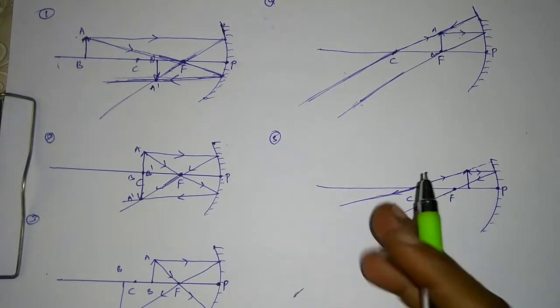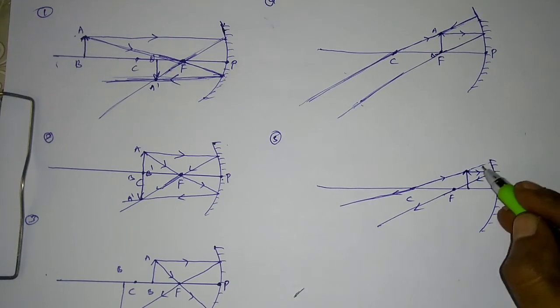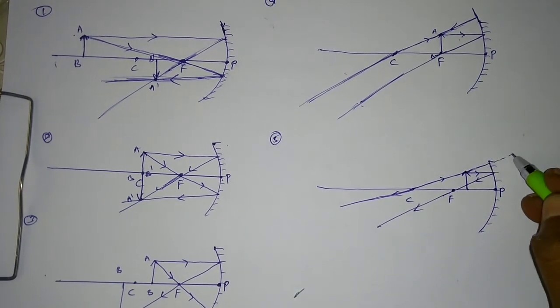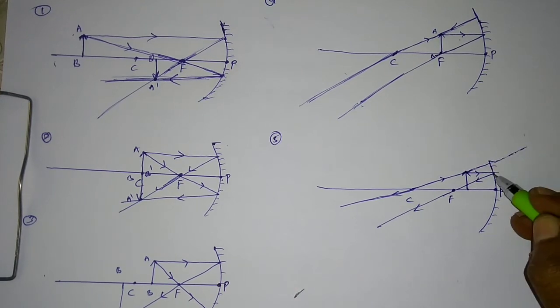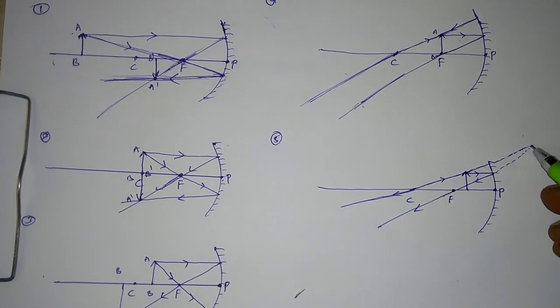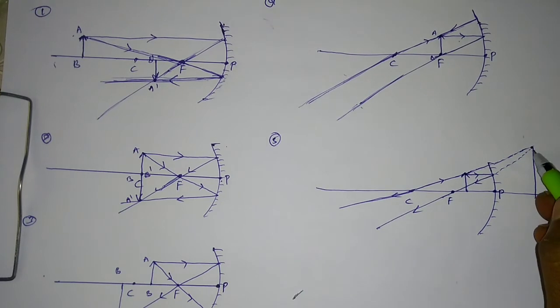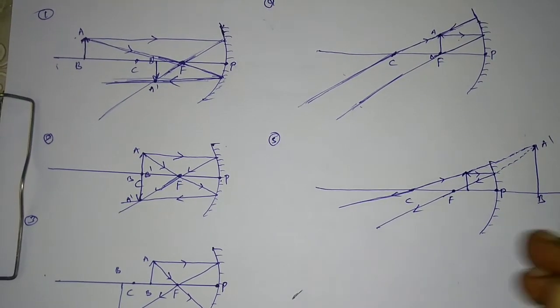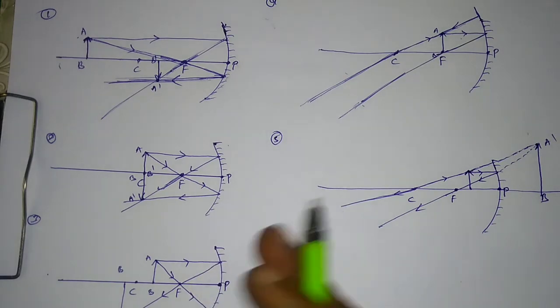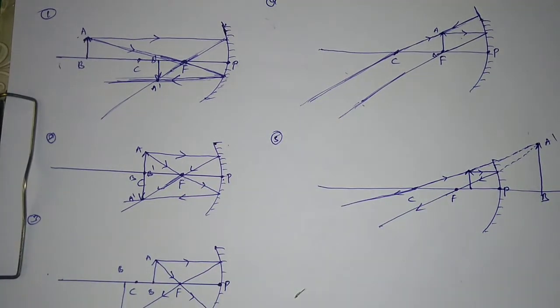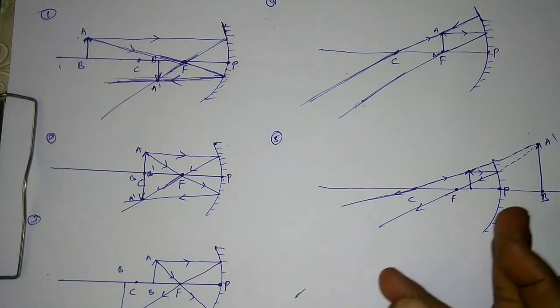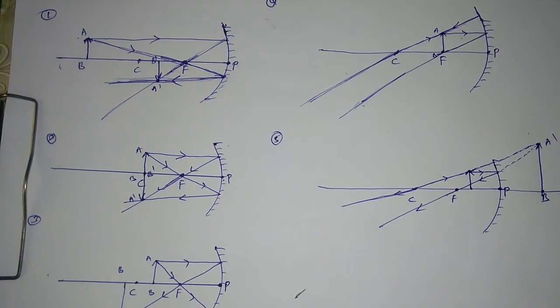So these are not converging rays, they are diverging rays, and diverging rays never meet each other. For convenience, we can extend these rays in the upward direction. They will meet at a particular point. So here you can observe the image formation, that is A dash B dash. In all the remaining conditions, the image formed is inverted and real. But in this particular case, the image formed is an erect image, or you can say an upright image. Again, here the image formed is behind the mirror.